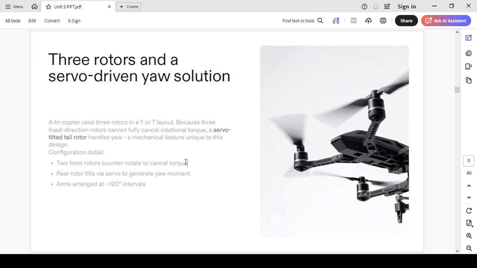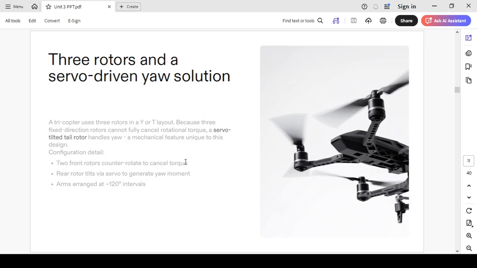A Tri-Copter uses three motors in a Y or T layout, because the three fixed motors cannot fully cancel the rotation torque. So a servo-tilted tail rotor handles the yaw. We have the four forces, and along with them the three motions, which are pitch, roll and yaw. This pitch, roll and yaw will be controlled. In this, the yaw will be controlled using the third motor.